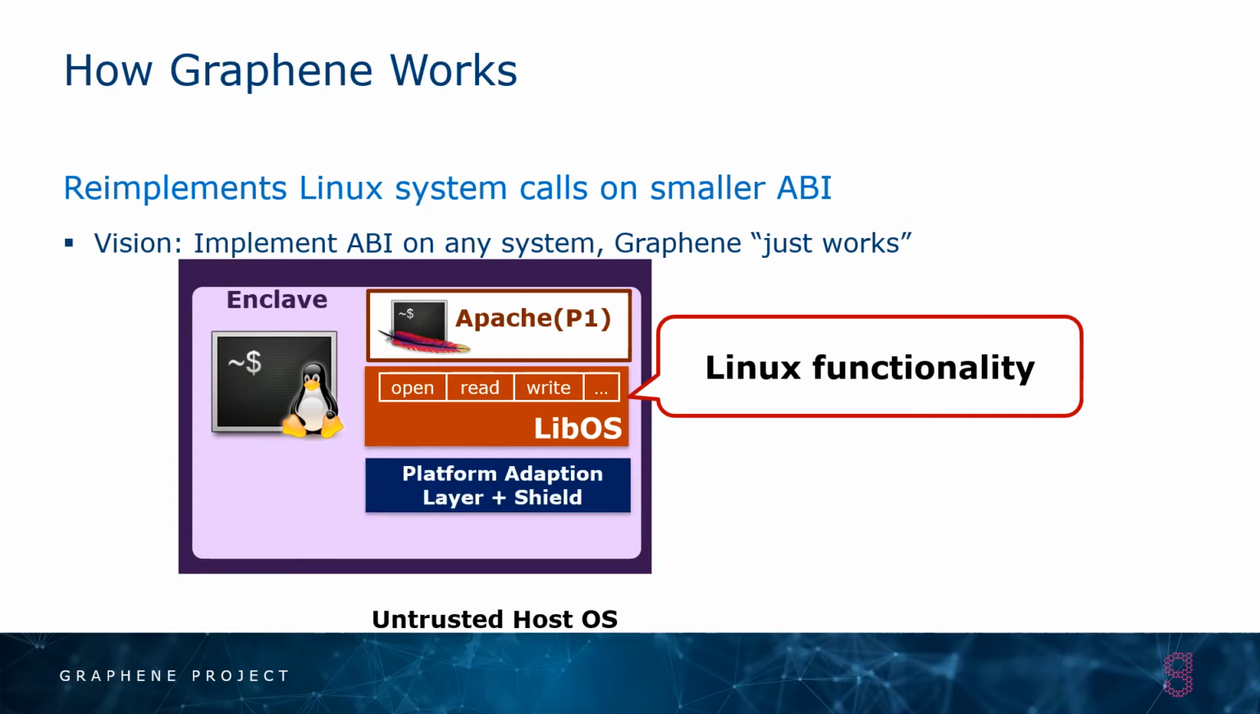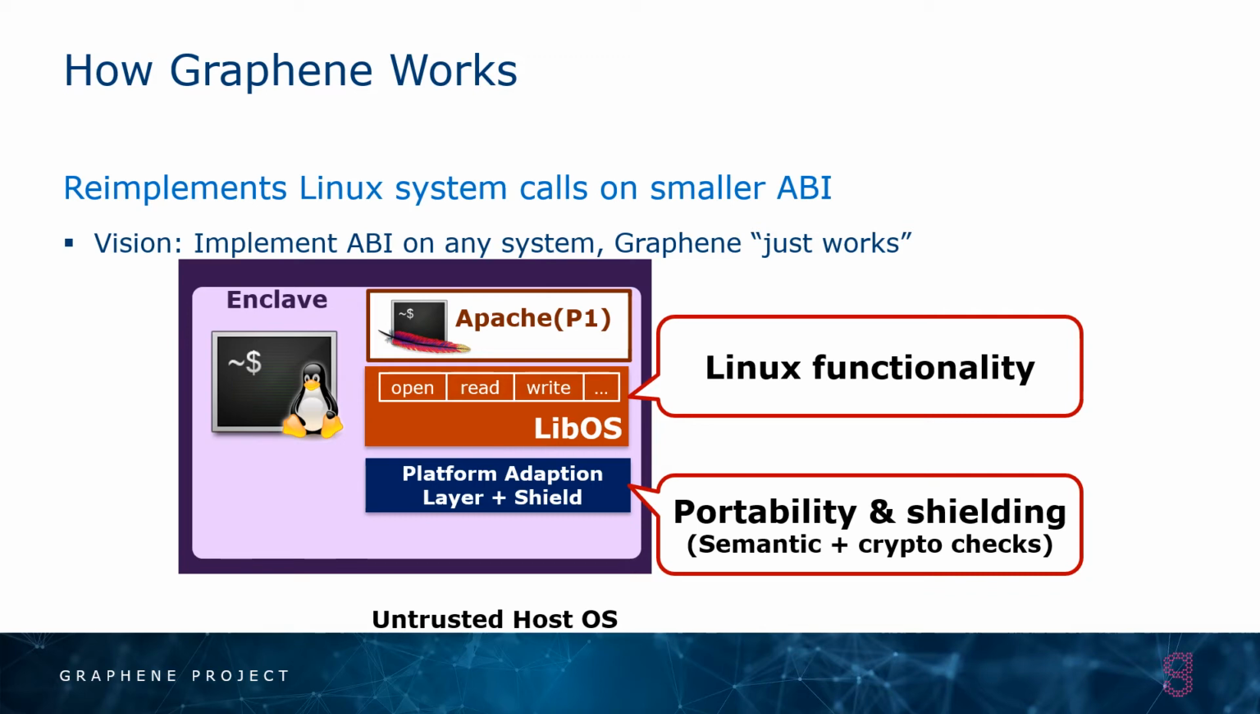That library OS is then implemented on top of a platform adaptation layer and a shielding layer. This provides portability as well as some semantic checks for these more narrow interfaces to the host. In total, in SGX, our platform adaptation layer is implemented using only 36 relatively straightforward OCalls, as well as 2 additional ones for debugging in non-production builds. Again, the vision is that if you can support these 36 calls on another platform, the rest of Graphene should just work.